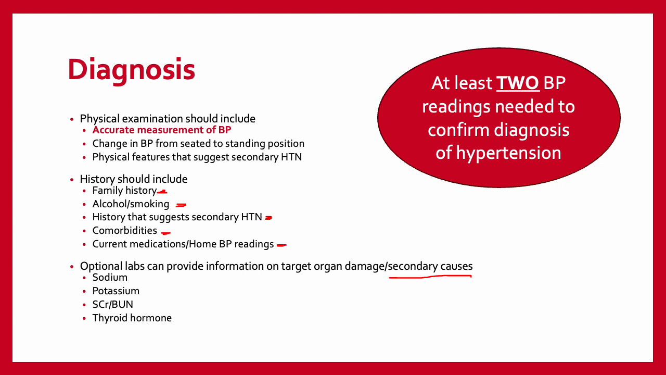And like I said, the most important thing is getting an accurate measurement of their blood pressure. And something really important for you all to know is that we don't diagnose someone with hypertension based on one reading alone. So we need at least 2 blood pressure readings at 2 separate visits to fully confirm and diagnose someone with hypertension. And we take an average of those 2 readings.